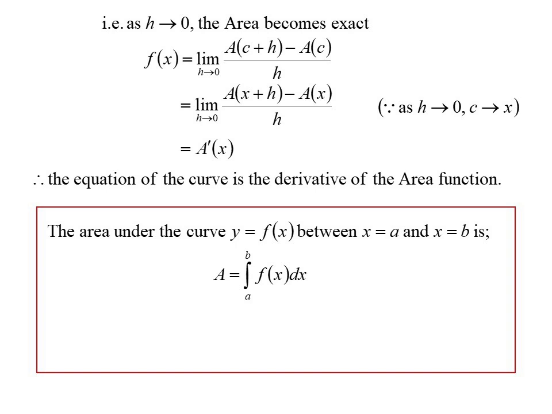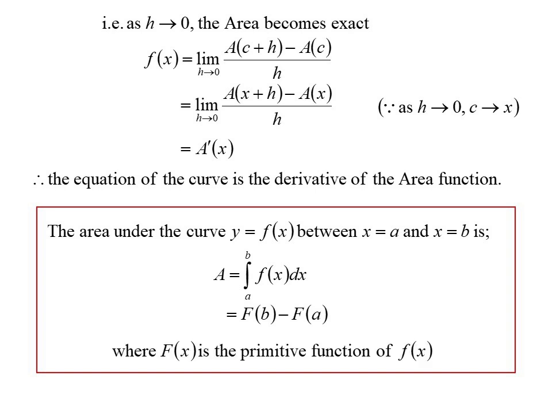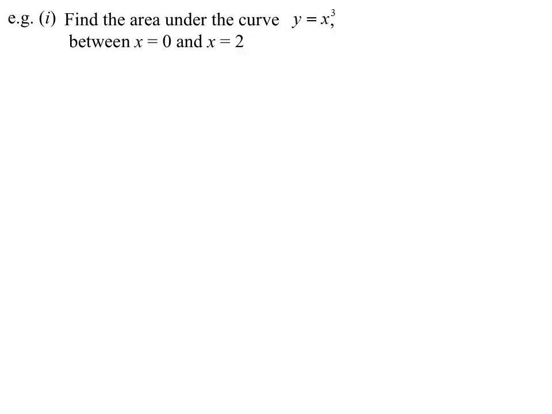What will it equal? Well, it'll equal some function that I can find, and what we do is we'll substitute in the top one minus the bottom one, and that will give us our area. Well, that function that we want to find is what we were looking at the other day. It's the primitive function. So how do we go back from the derivative to the original function? So actually that area function that I'm trying to find is the primitive function of the equation of the curve itself. So here's the question we were trying to do.